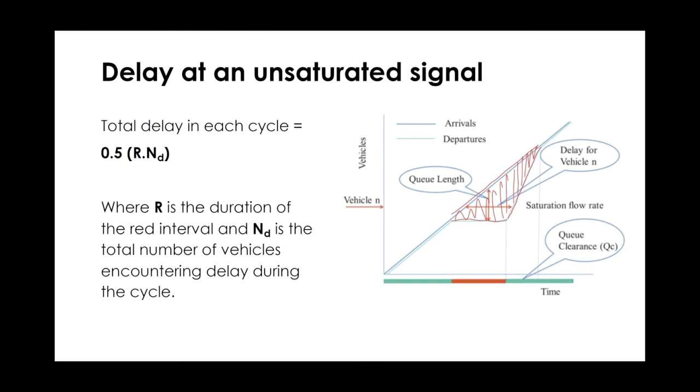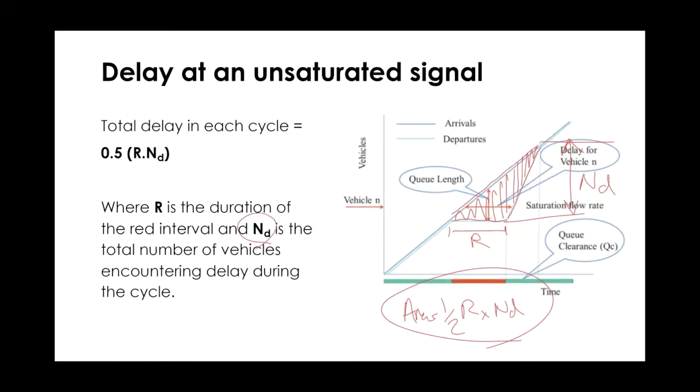And that would be the area of the triangle, which is half of base multiplied by the height, right? The base of the triangle here is this red time, and the height of this triangle is actually the number of vehicles in the queue. So it would be half of R multiplied by the number of vehicles in the queue. That gives me the area, that gives me the total delay for that intersection.